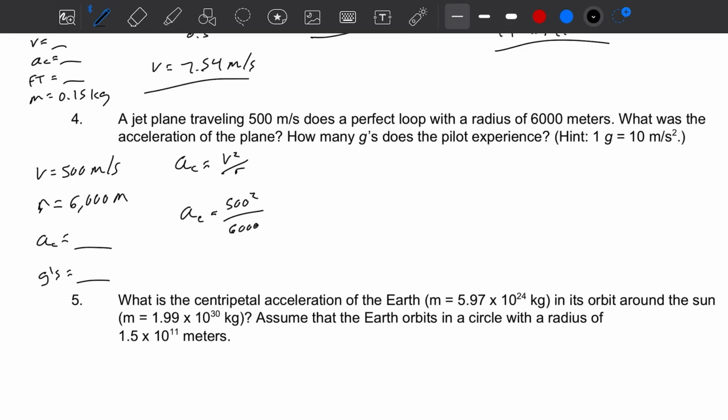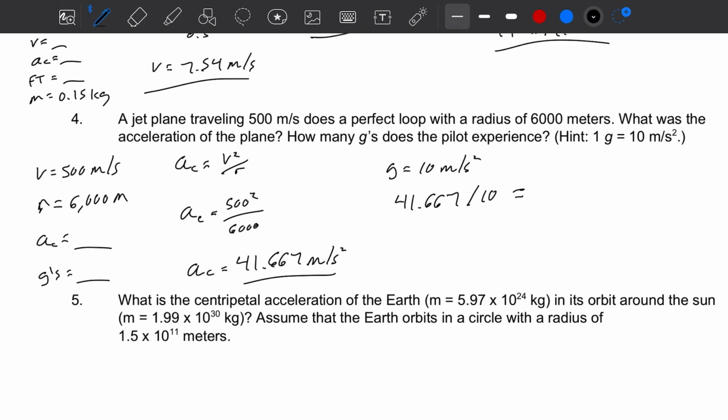Let's start with the acceleration, 500 squared divided by 6,000. Acceleration should be something close to 41.67 meters per second squared. 41.667 to be more precise, meters per second squared. It wants to know how many g's. Since g is a 10, it's how many 10s are there. So we're going to take our 41.667 and divide by 10. And we get 4.167 g's.